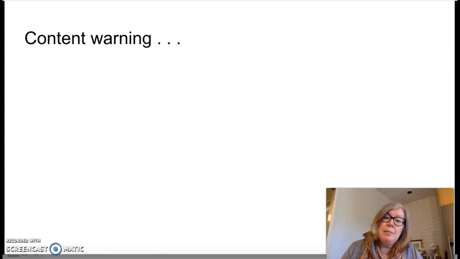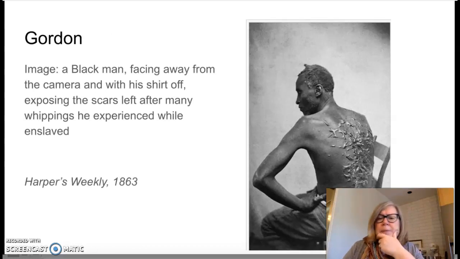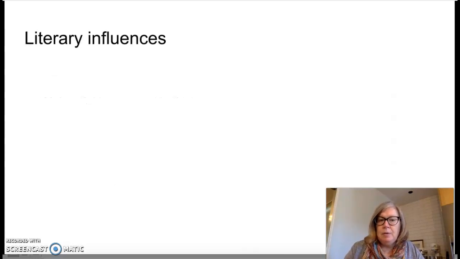It's an image of an enslaved person that tells us the truth about slavery. You may have seen this before. This man's name was Gordon, and you can see the scars of slavery on his back. So it's just important to note how violent the institution of slavery was and how Whitehead is addressing that history in this novel. Okay, the image is gone.